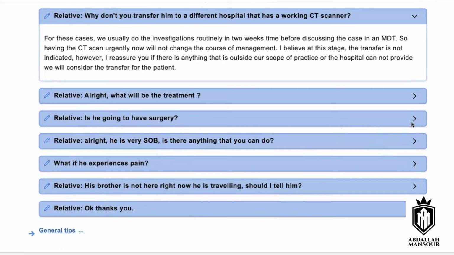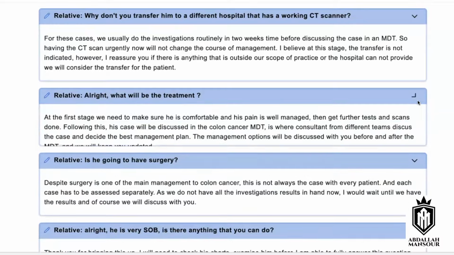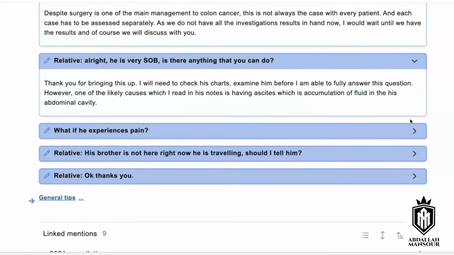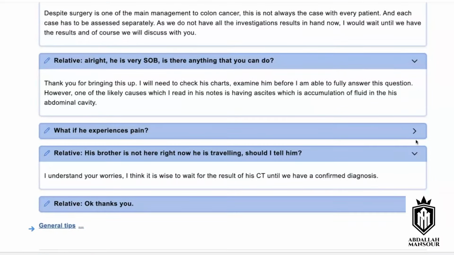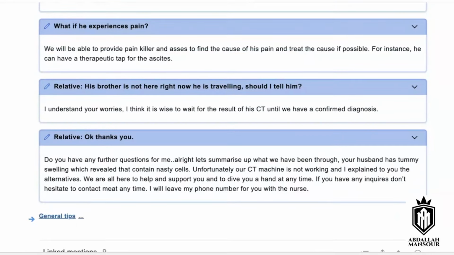Fine. Okay. You said about the short-term spread that you're going to do something like a tap for him. Is that correct? Yes, yes. As I've mentioned before, I've seen in the notes that we're going to do a therapeutic tap. That means the excessive fluid we're going to remove from the tummy. Sure. All right. Okay. Thank you.